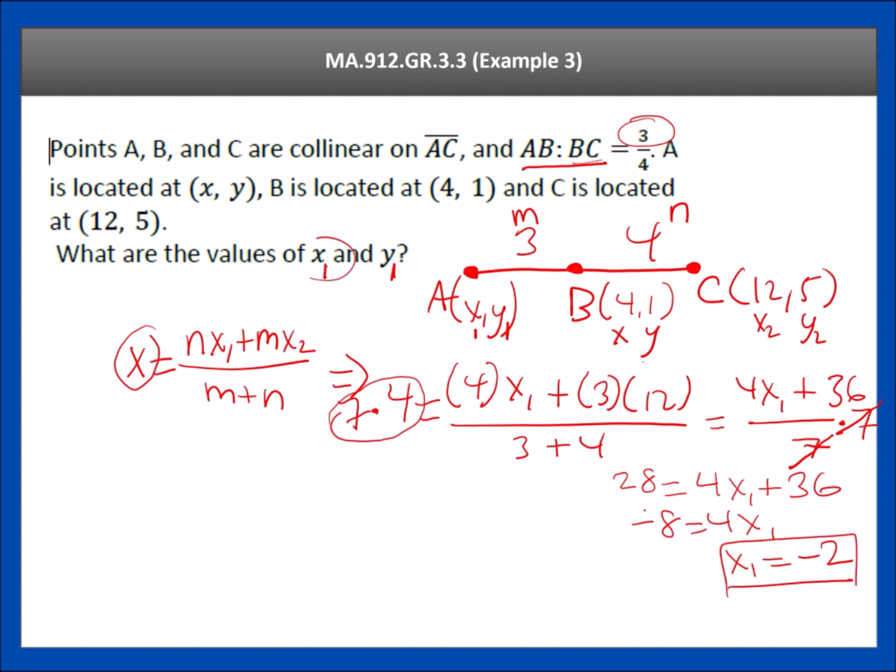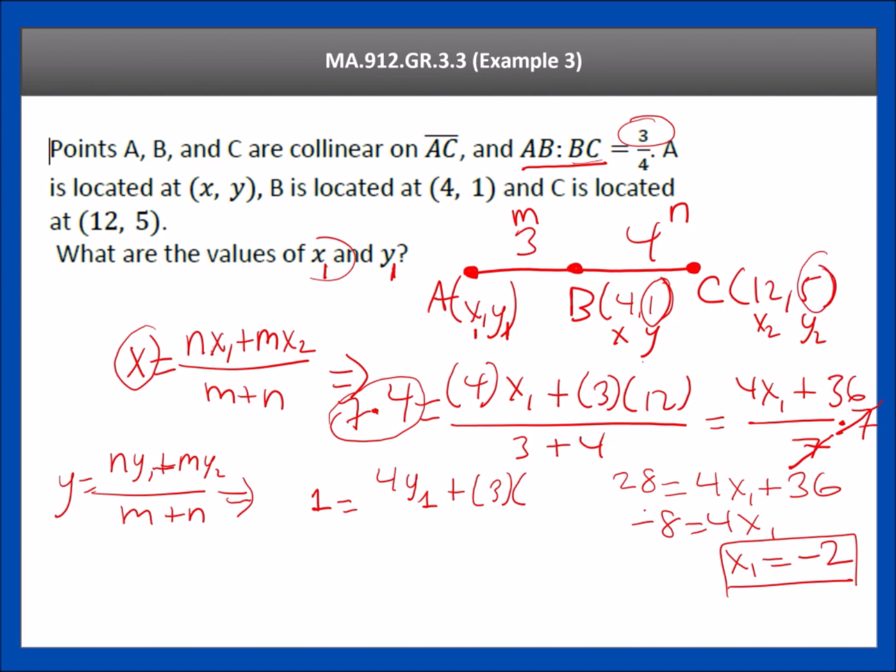Let's do y1. Remember the formula: y equals ny1 plus my2 over m plus n. So let me write the formula down. We got y equals ny1 plus my2 over m plus n. But we know y is 1. So we got 1 equals 4 times y1 plus m times y2, y2 is 5, over 3 plus 4.